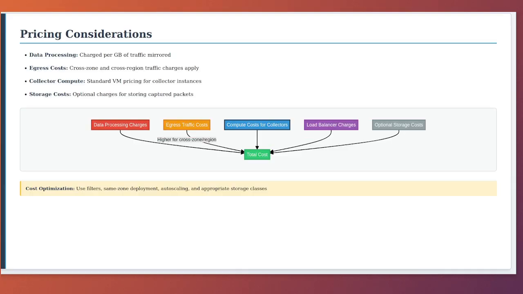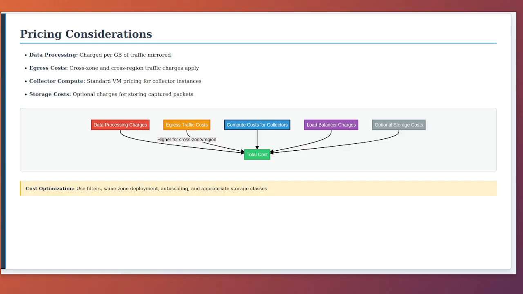Pricing considerations. Understanding the cost structure of packet mirroring is essential for budgeting and for making informed decisions about what traffic to mirror and how to architect your collector infrastructure. Packet mirroring incurs charges from multiple sources, and the total cost can be significant at scale. The diagram breaks down the different cost components.